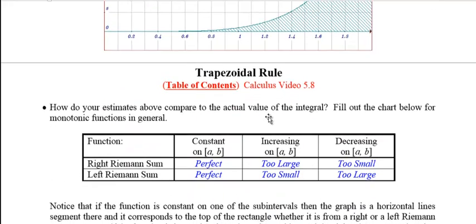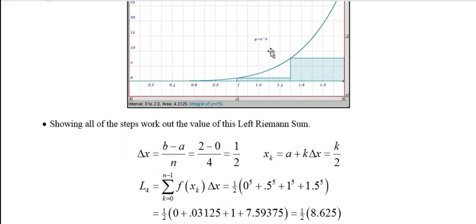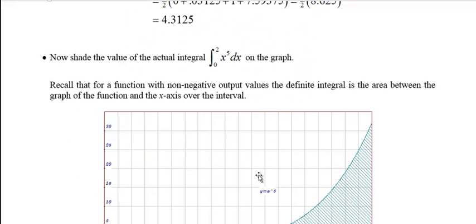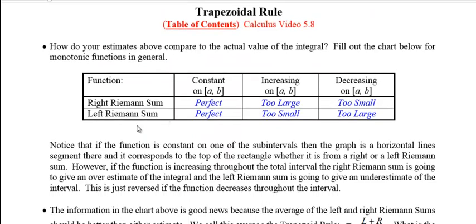When would they be perfect? Well, if the graph actually looked like a horizontal line all the way across, or at least on each piece was a horizontal line, then the left and right Riemann sums would both be the same, and they would be perfectly the same as the actual integral. So if the function were a constant function, the right and left Riemann sums would be perfect, or even if it was just constant on each interval.